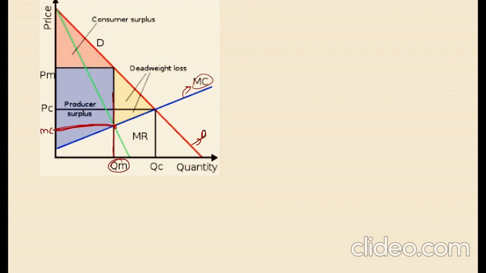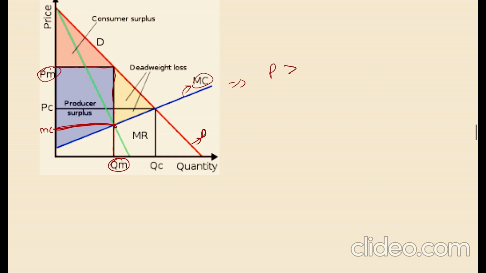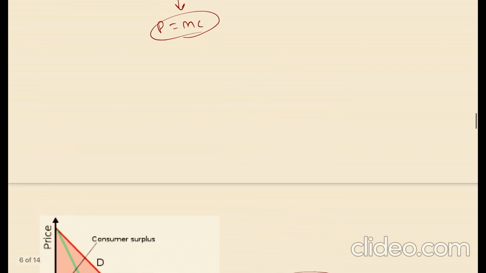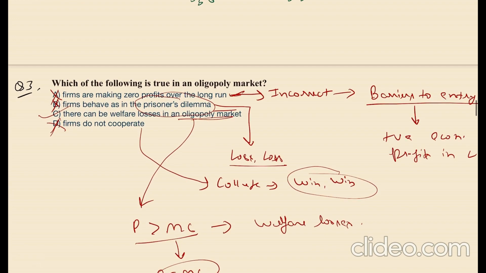However, for the price you have to go to the demand curve. Price is this much, so obviously we can see here that price is greater than MC, right? Because of this, there will be welfare losses, that is, there will be deadweight loss for the society. So you can see this is the deadweight loss that they have depicted. Okay, so there will be welfare losses when we talk about an oligopoly. So therefore the correct answer is option C.